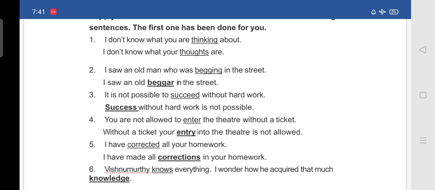Fourth one, you are not allowed to enter the theater without a ticket. So here the underlined word is enter. In place of enter, you are writing entry. Without a ticket, your entry into the theater is not allowed. See the fifth. I have corrected all your homework. The underlined word is corrected. So what you will be writing here is I have made all corrections in your homework. In place of corrected, you are writing corrections. Sixth, Vishnumurthy knows everything. So the underlined word is knows. I wonder how he acquired that much knowledge. In place of knows, we are writing knowledge.